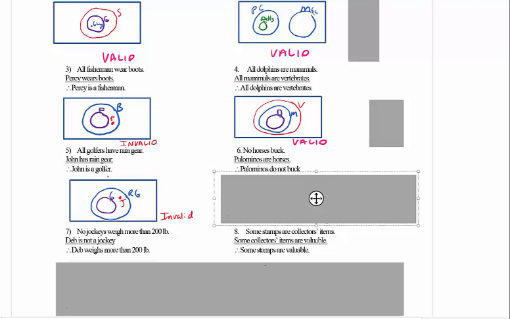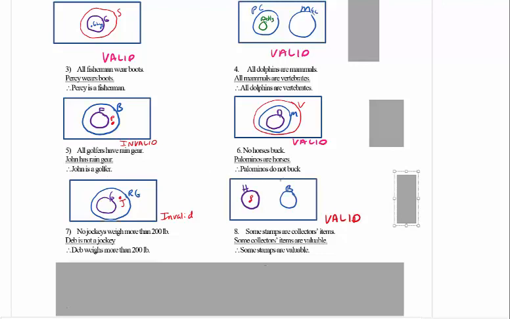Going to number 6, no horses buck. This means I have 2 circles that do not overlap. Palominos are horses, so that means they have to go inside, so there's no choice on this one. And now, based on my drawing, because I didn't have a choice, does the conclusion follow? Palominos do not buck, so that is a valid statement.